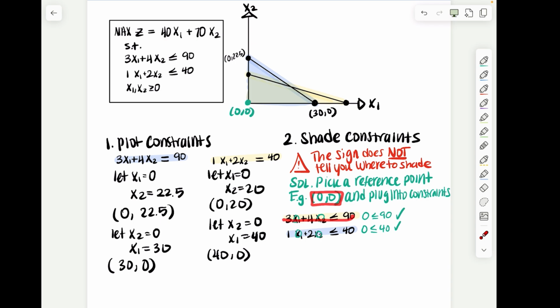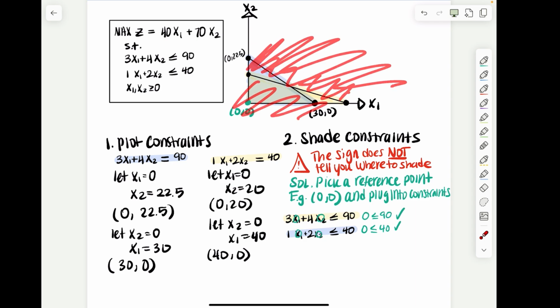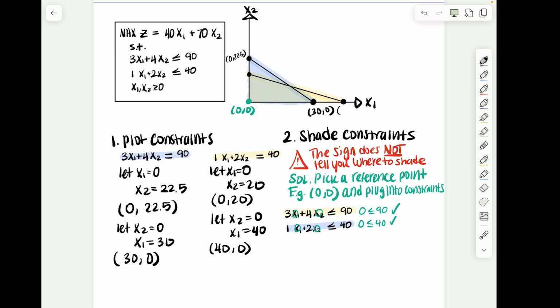If our reference point did not satisfy this constraint, then we would not shade the area that contains that reference point. For example, if it was something like this instead, then 0 is not greater than or equal to 90. So for this constraint, we would not shade the area that includes 0, 0. So we would shade above the constraint. We would not shade below. And let me actually label these points as well. This is 40, 0, and this is 0, 20.